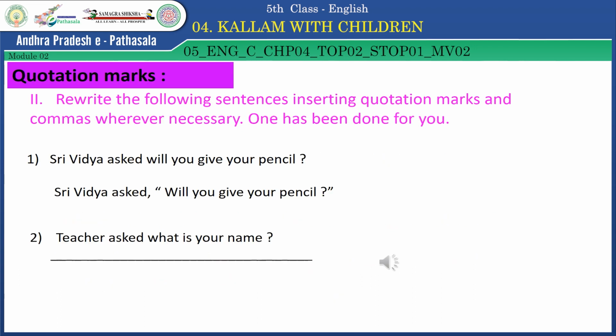Rewrite the following sentences, inserting quotation marks and commas wherever necessary. One has been done for you. Example: Srividya asked, will you give your pencil? By using quotation marks and commas, this sentence is like this: Srividya asked, "Will you give your pencil?" Here is one sentence for you. Teacher asked, what is your name? In this sentence, you have to insert commas and quotation marks.